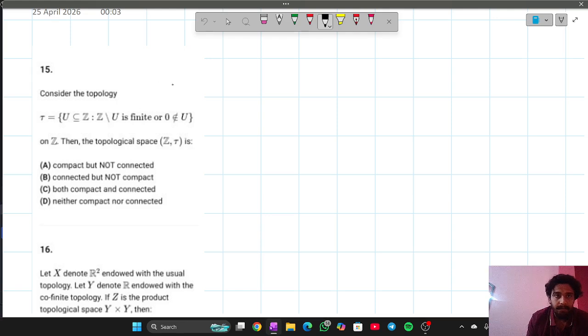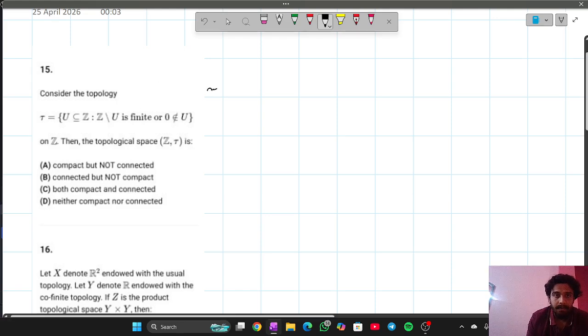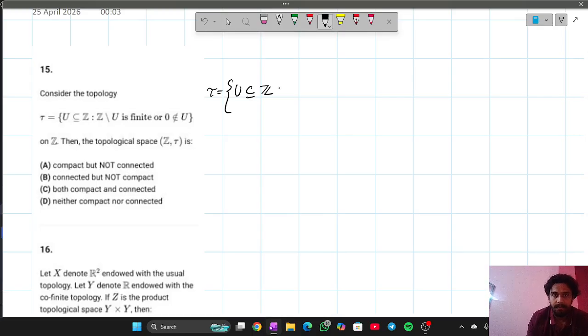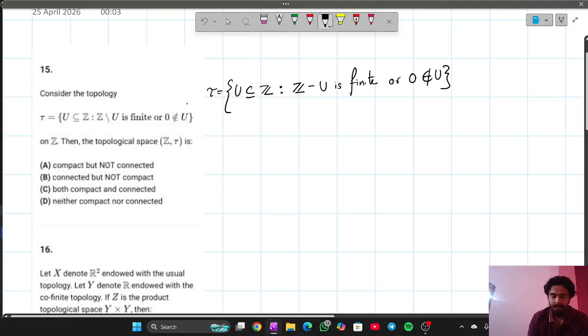It is tau equals to u, which is a subset of integers, such that either z minus u is finite or 0 does not belong to u. This is given here.